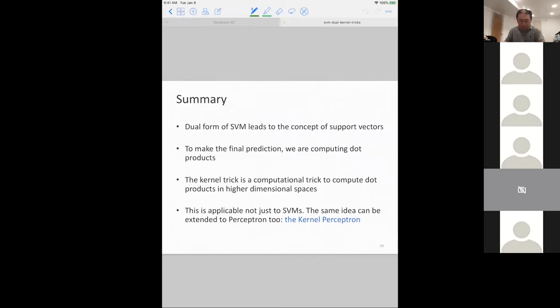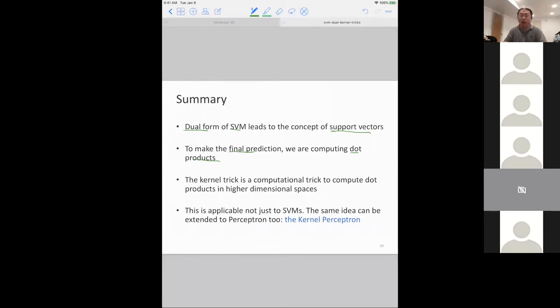Okay, so in summary, we have introduced the dual form of the SVM. By solving the dual form, we can see where the support vectors come from. Actually, it is the support vectors that determine the final weight vector. The final weight vector is a weighted summation of the support vectors. Right? So if we represent the final weight vector in terms of support vectors, then to make a prediction, we compute the dot products between the support vectors and the test inputs.